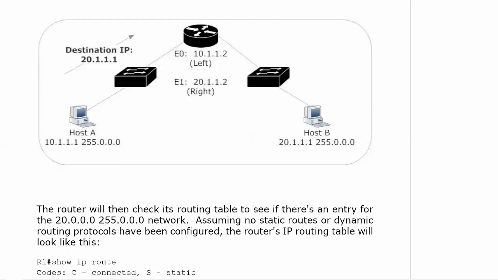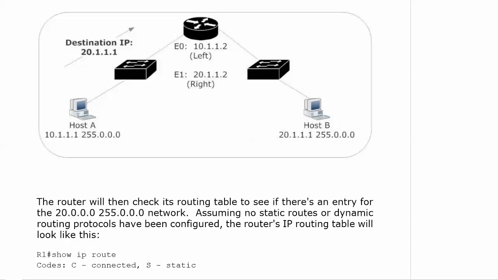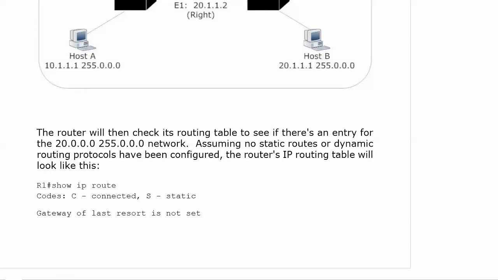Now the router is going to check its routing table and see if there is an entry for the 20.0.0.0 network. Now we are assuming, of course, no static routes or dynamic routing protocols have been configured. We're just looking at connected routes here. And the router's IP routing table is going to look something like this. Sorry, this one's split up over two screens.